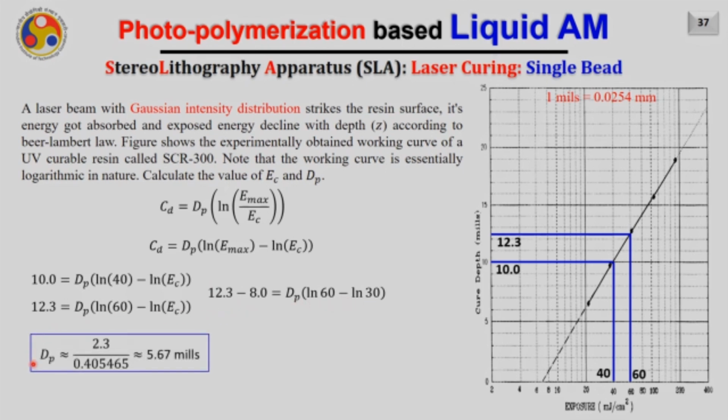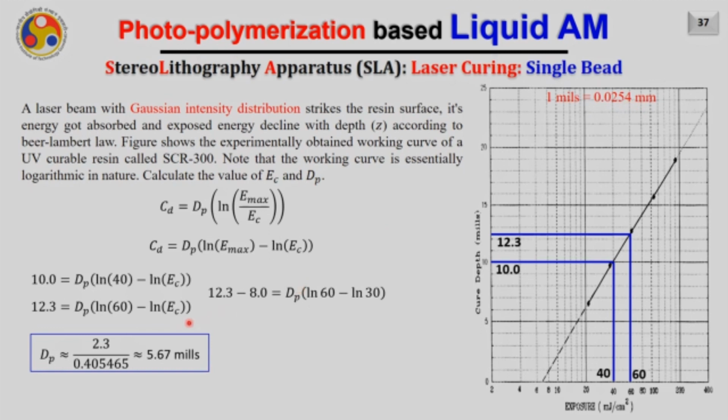Further, we can find out the value of dP from this equation, and approximately its value is coming to be around 5.67 milli-inch. Of course, if you want, you can convert this value from milli-inch to mm, and 1 milli-inch will be equal to 0.0254 mm.